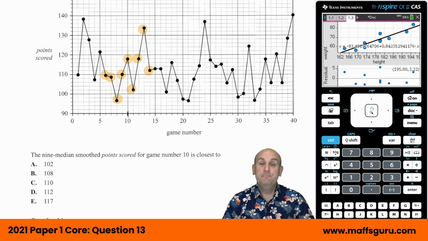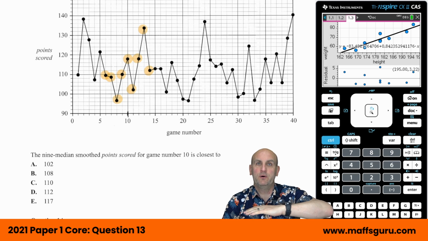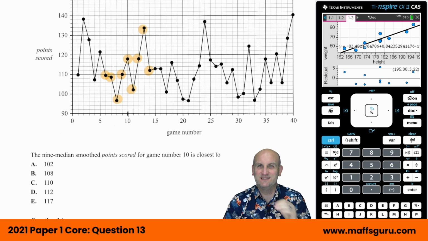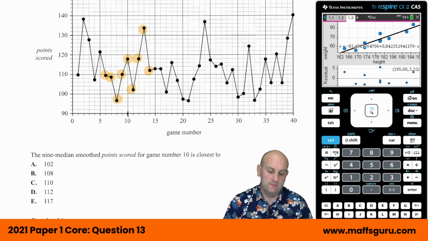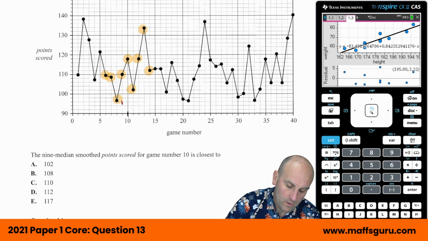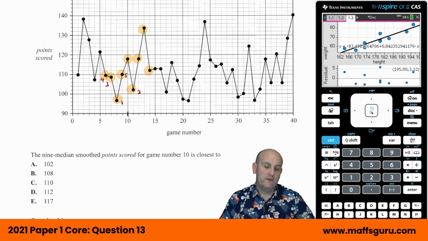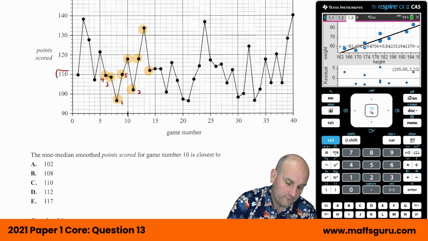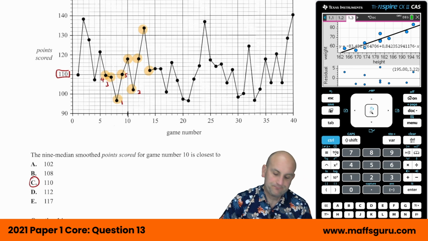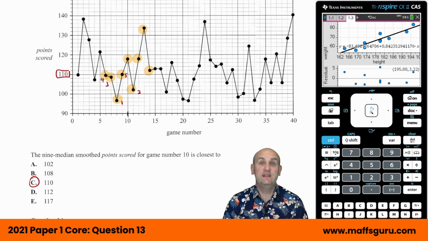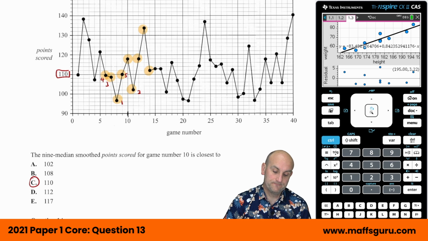Because it wants the median, you're going to start from the bottom and count up to the 5th data item. That's right, because it's 9. The 5th data item is going to be the one in the middle. So 1, 2, 3, 4, and 5. So my 5th data item, and I read off the value 110. So again, I would suggest that C there would be my correct answer.